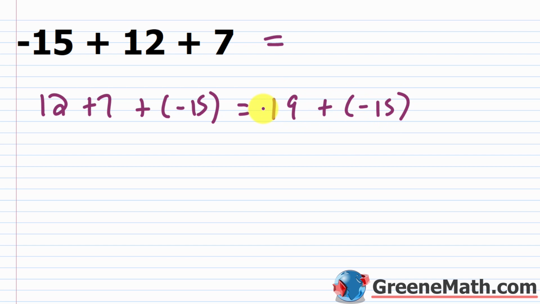And then of course here, 19 has the larger absolute value. So the answer will be positive. And then you're just doing a subtraction. So larger absolute value minus smaller. So what is 19 minus 15? Well, that's going to be 4.